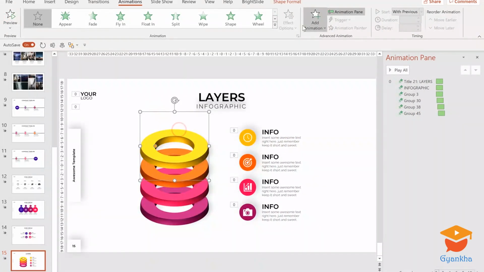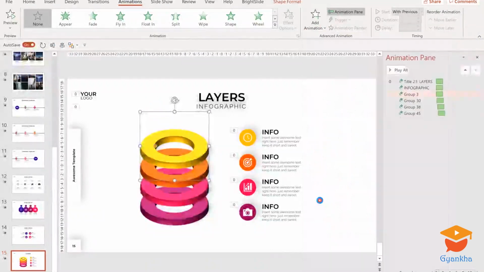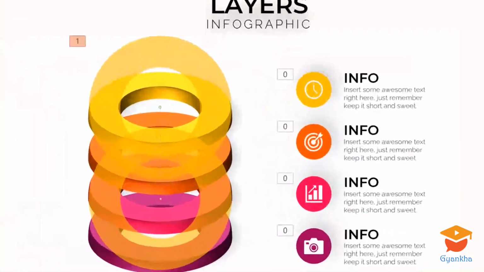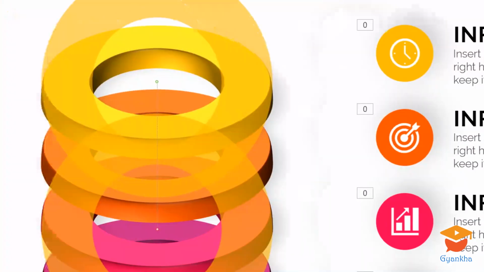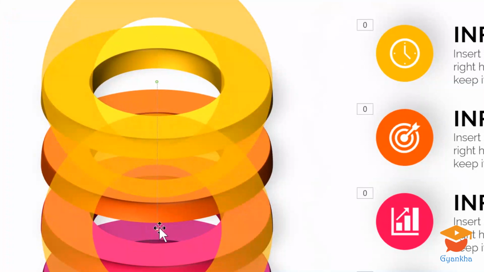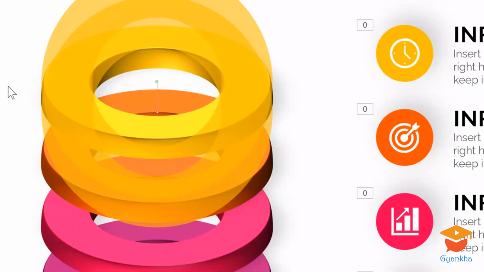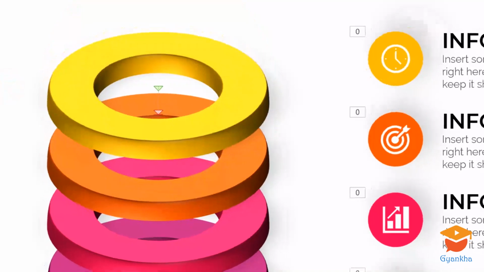Okay, and for the donut shape, we have to add a different kind of animation. We have to choose motion path, line. Let's zoom in a little bit. You should see a green bubble and a red bubble. So let's just select this red bubble and drag it upwards, just like that. So this is how far this hollow shape will bounce up and down.